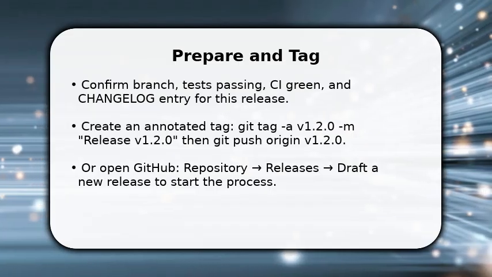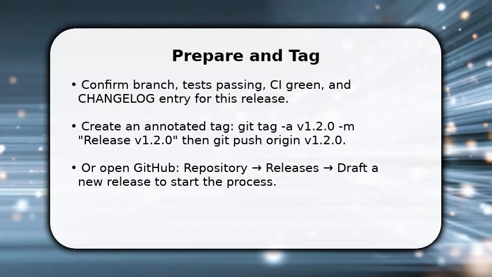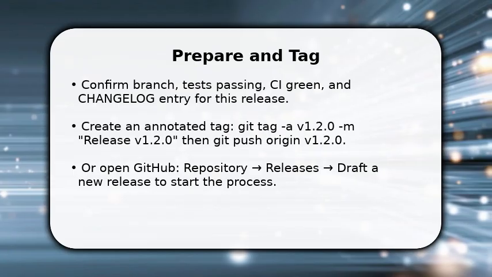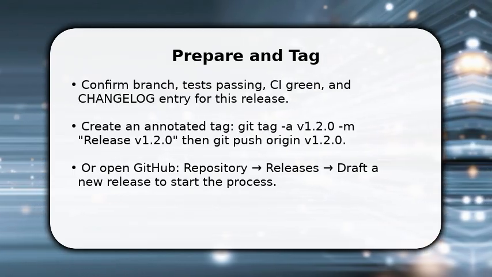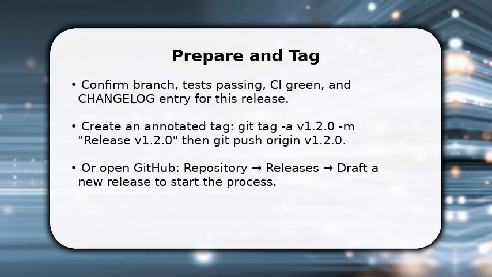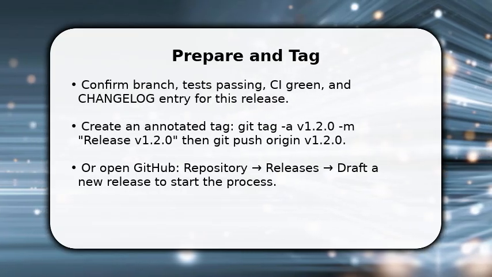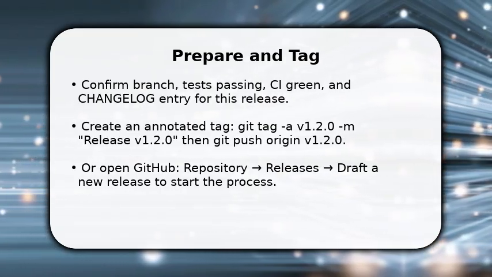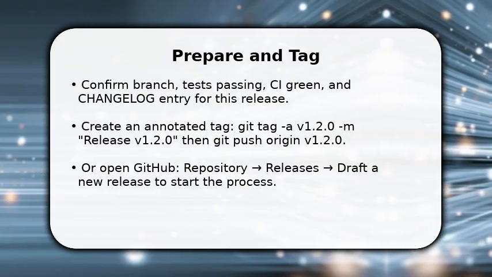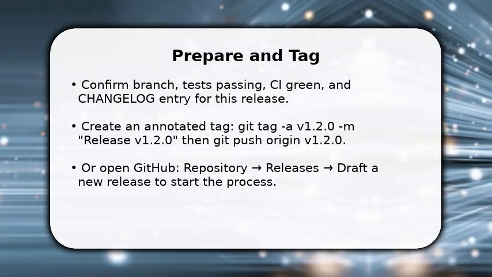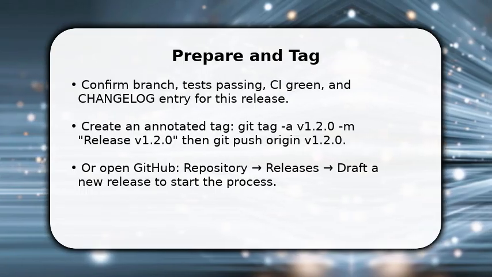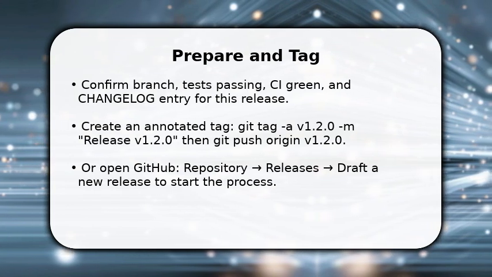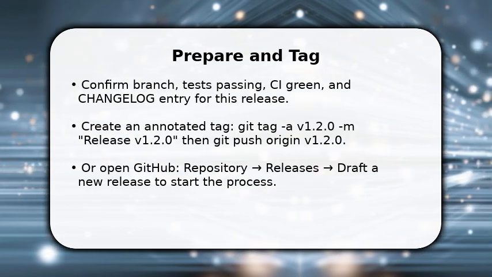You start by verifying essentials. The branch is correct, CI is green, and you have a changelog entry. Next, create an annotated tag locally with a clear semantic version and push it so GitHub can reference the exact commit. Once done, you can immediately draft a release on the website using that tag, or let the push tag auto-generate a draft. Make sure to choose the proper target commit and mark pre-release if it's not production ready. This avoids accidental consumption by automated deployments.